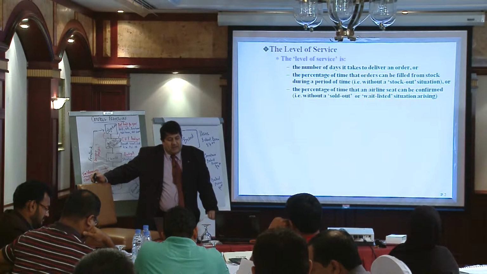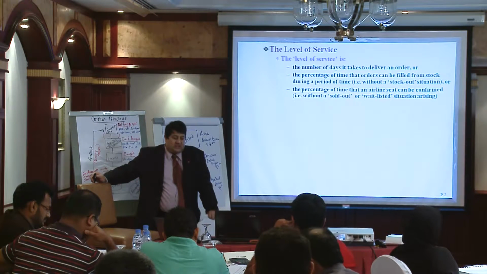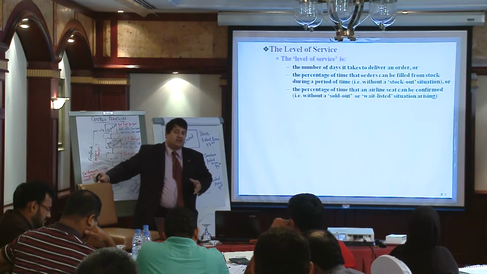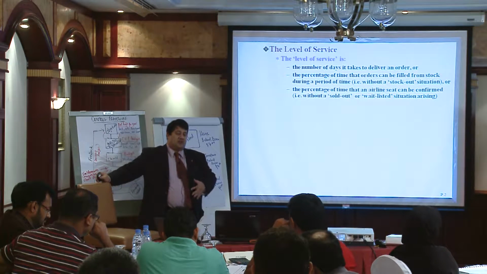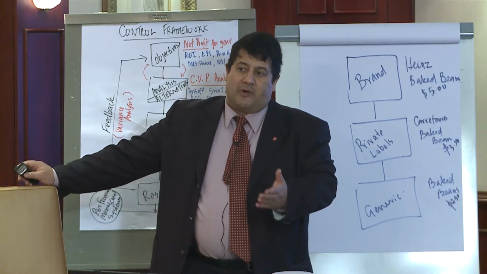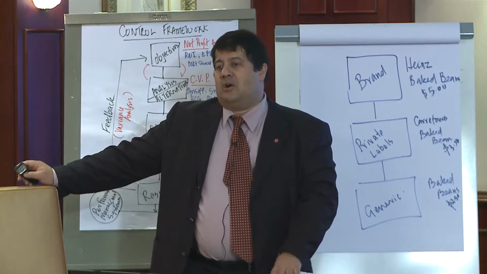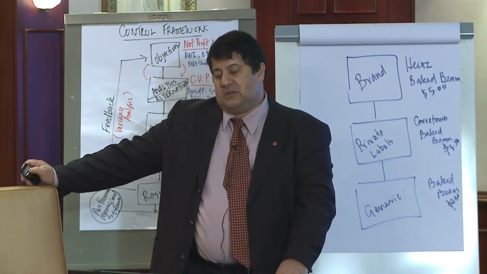One example is the number of days it takes to deliver an order, or the percentage of time that orders can be filled from stock during a period of time without a stock out situation happening, or the percentage of time that the airline seat can be confirmed without a sold out or waitlisted situation arising. In any of your industries, you can think of a level of service. If you go to an airline website and you want a seat for a particular flight, how often do they say seats are available? How often do they say sorry or waitlisted? These are all levels of service.